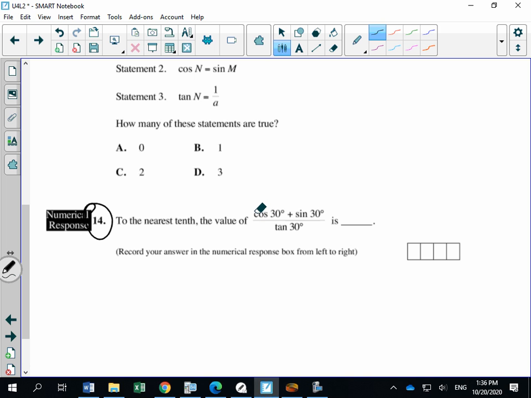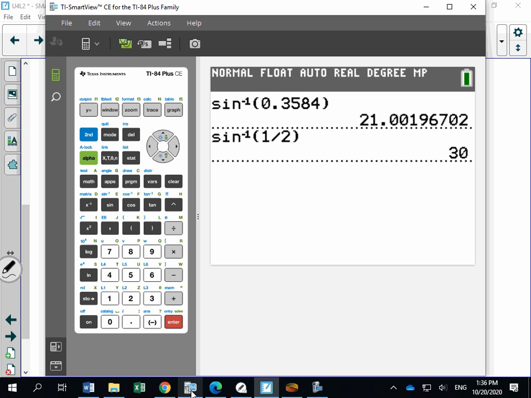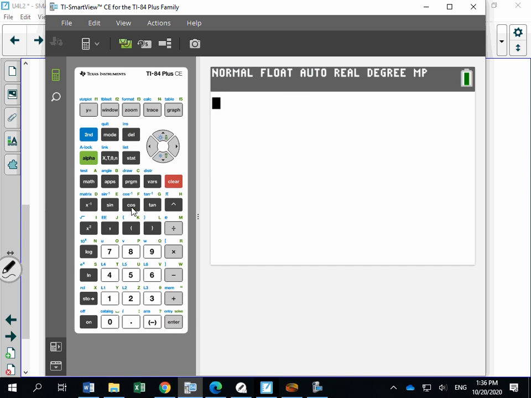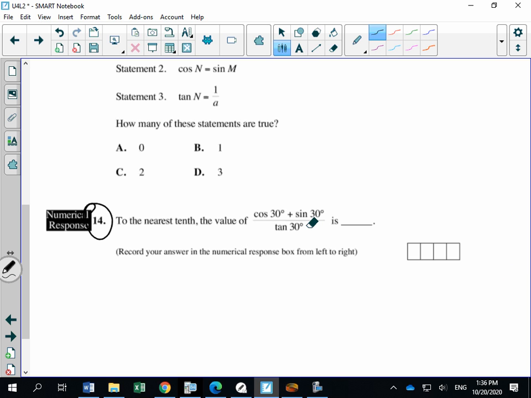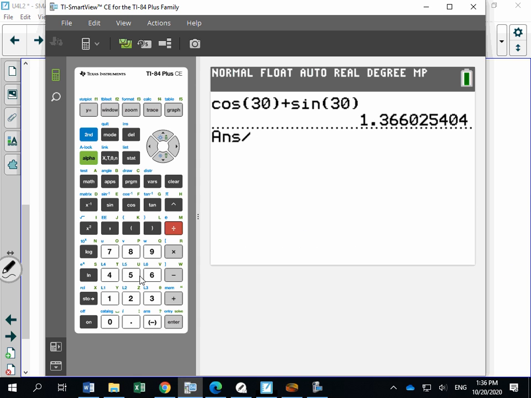So what we always have to do is type in the numerator first, and you hit enter. Then we're going to divide it by the denominator, hit enter. So cos of 30 plus the sine of 30 would be cos of 30 degrees plus the sine of 30 degrees. Give me that divided by the tan of 30 degrees.